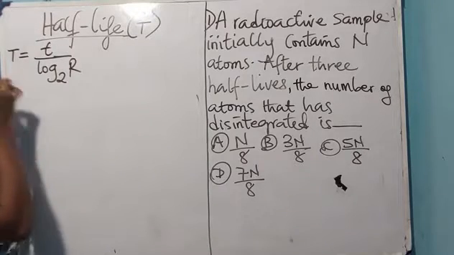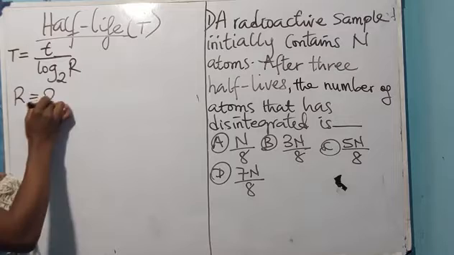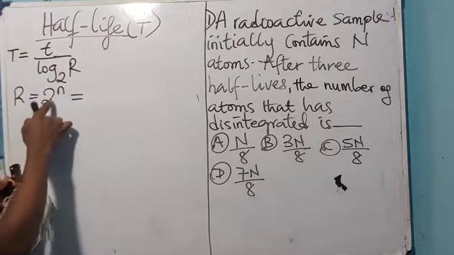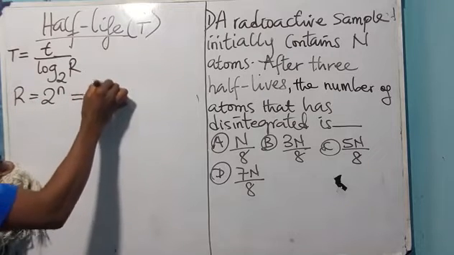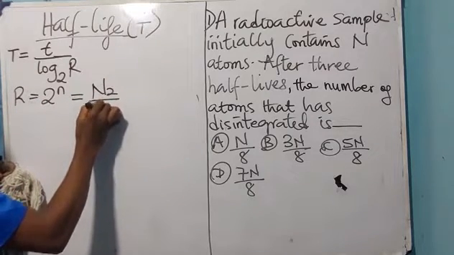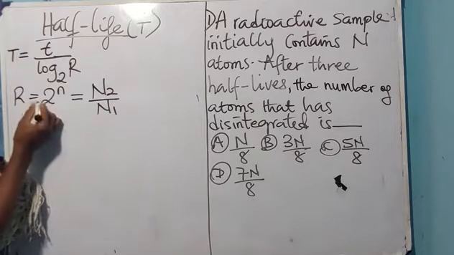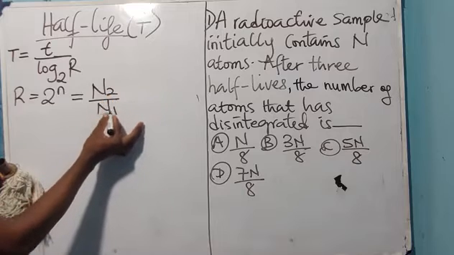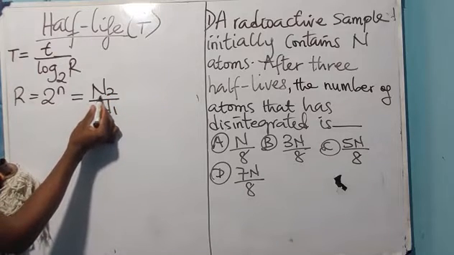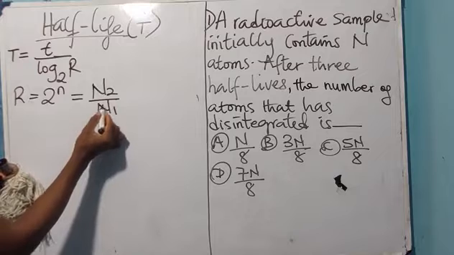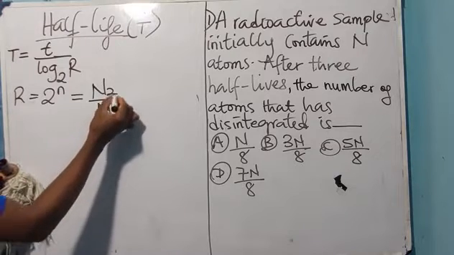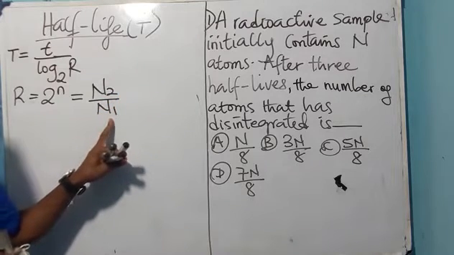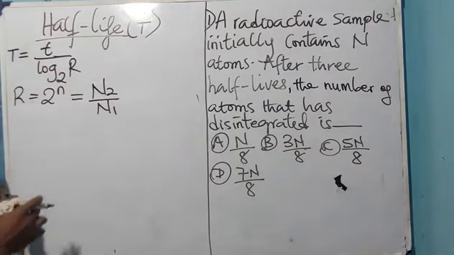Please, this R is also equal to 2^n. It is also equal to N2 over N1. This R is equal to 2^n, and it's also equal to N2 over N1. Now, what does N2 mean? The initial number of atoms, while this one is the final mass. The final mass of the atom, while this one is the initial mass of the atom. Take note of that.